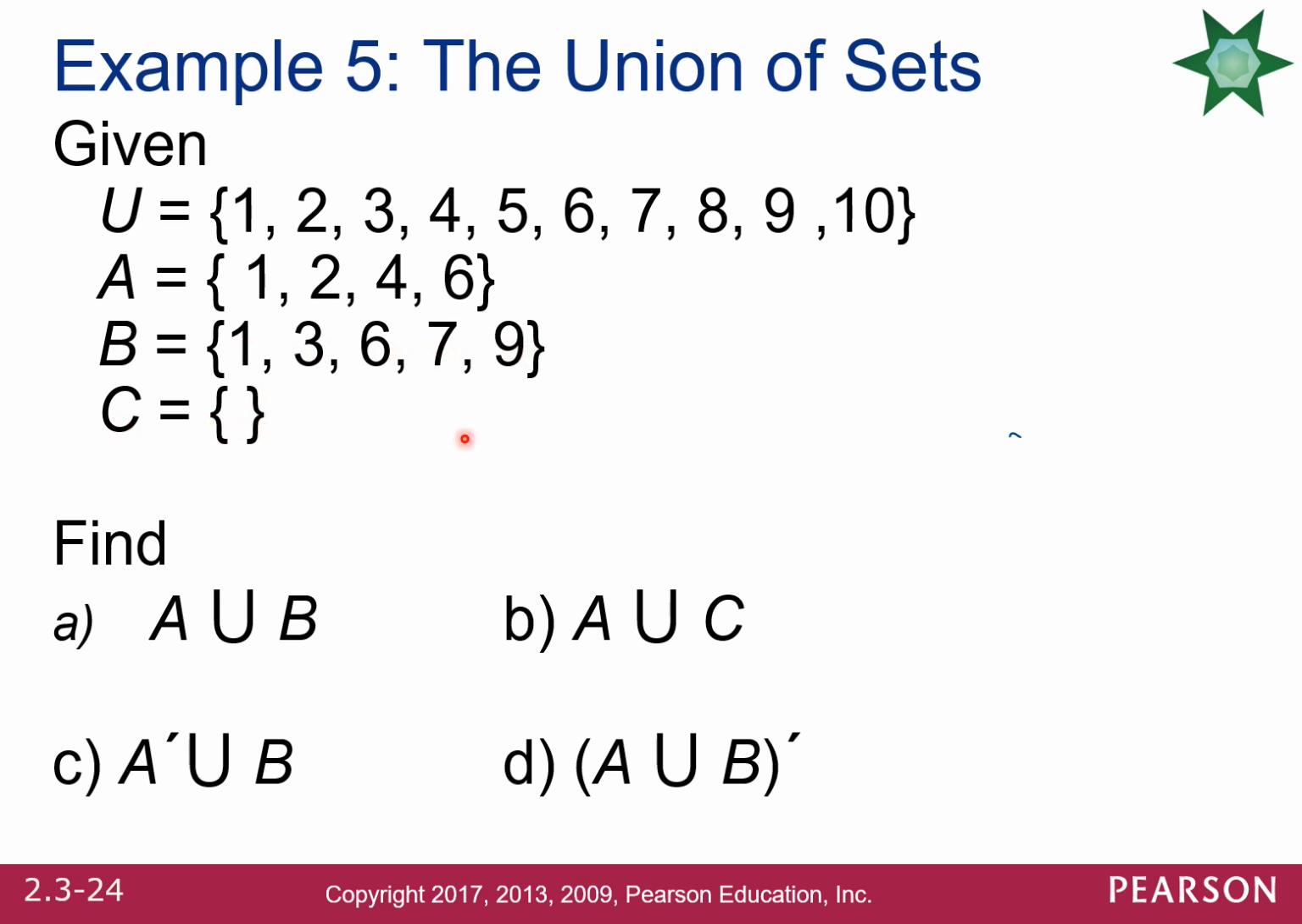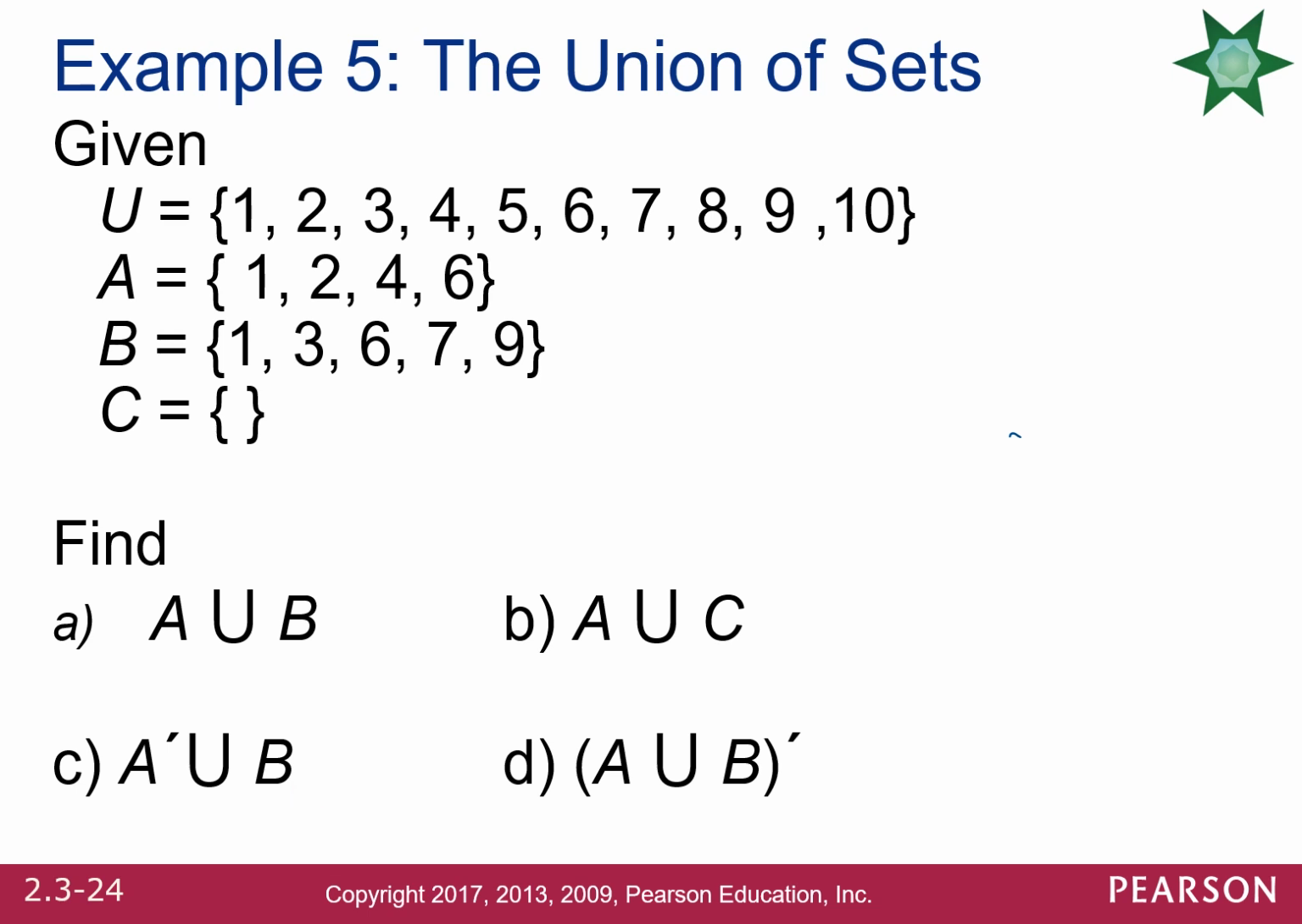So based on this information, we are first asked to find A union B. So we have to combine the elements of A with the elements of B, and then we have A union C, A complement union B, and then A union B, the whole set complemented. All right, so we will first work through these problems ourselves, and then we will go to the solutions and see if the answers match. All right, so let's work on the first one, which is A union B.